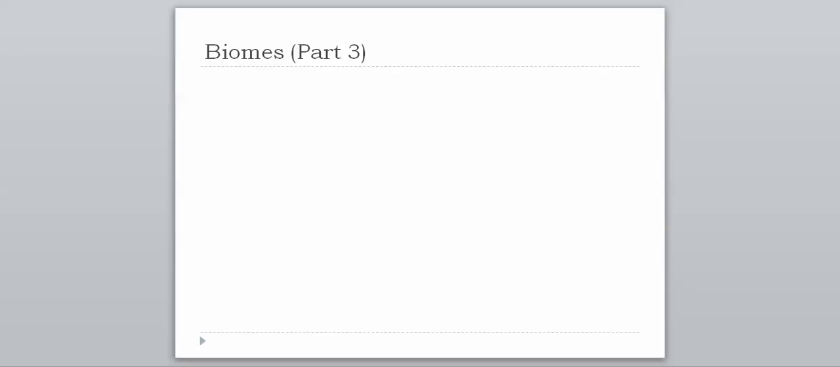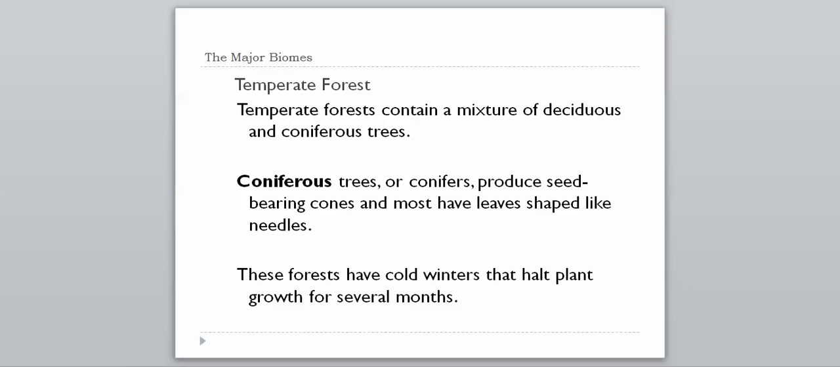Hello Bio. We are going to finish off with our section in biomes today, so we're going to jump right into it. So our next biome that we have to discuss is what is known as a temperate forest.